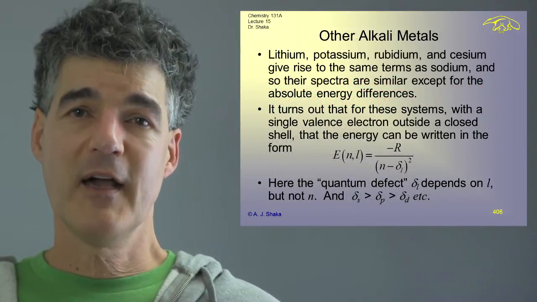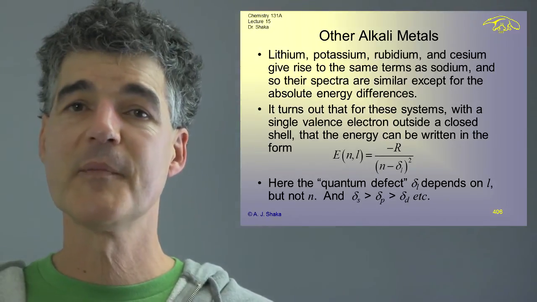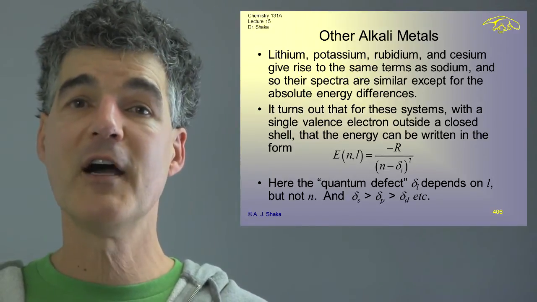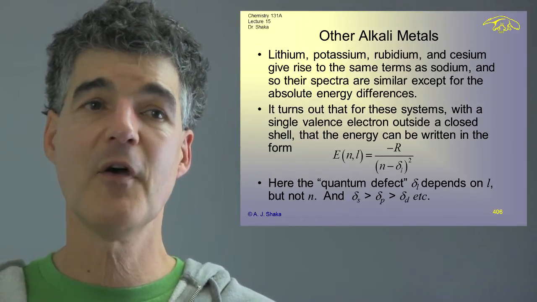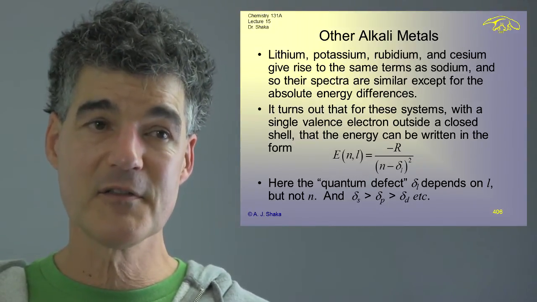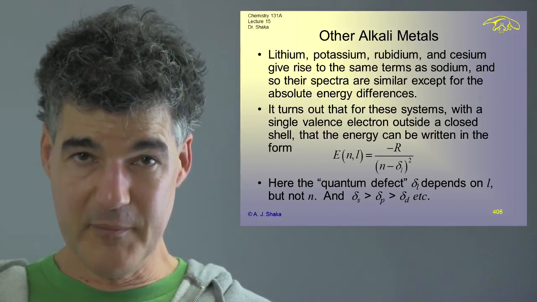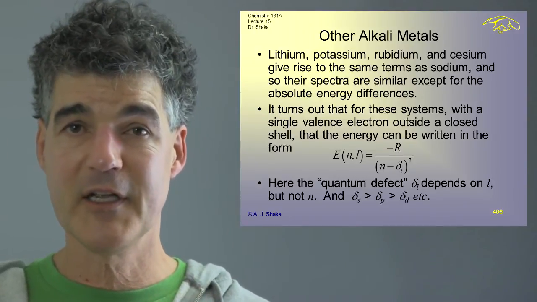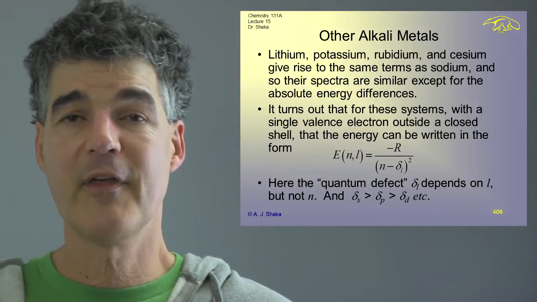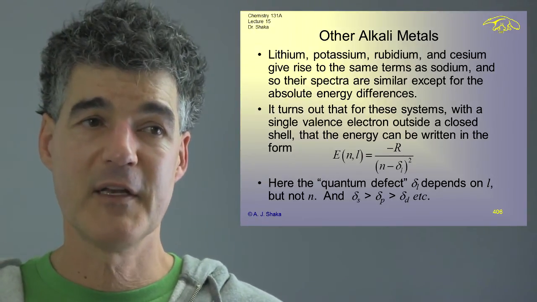If we look at other alkali metals, like lithium, potassium, rubidium, and cesium, then because they have a single electron outside a closed shell, they all give rise to exactly the same terms as sodium. And so their spectra are very similar. They have the same allowed transitions and so on, except for the absolute energy differences, which can be different because of the differences in the energy of the various orbitals, s, p, and so forth. Why are they different? Well, they have different numbers of electrons and they're in different shells. So of course they're going to be different.